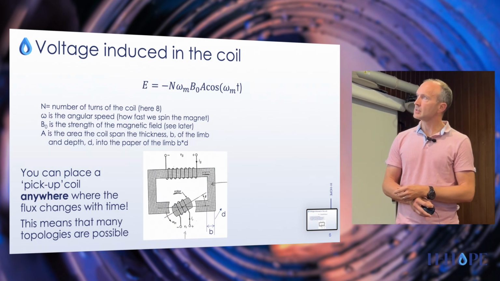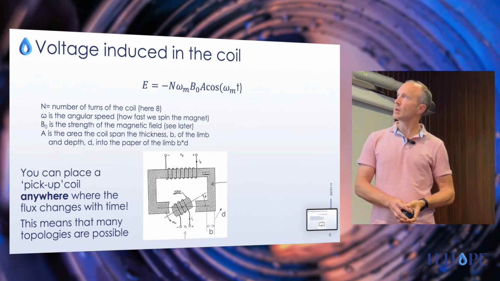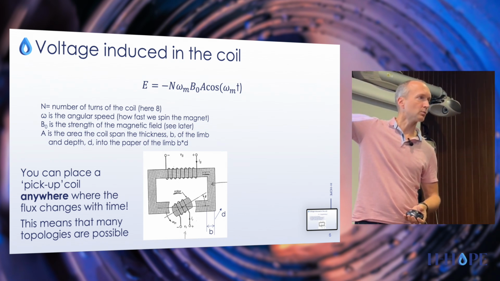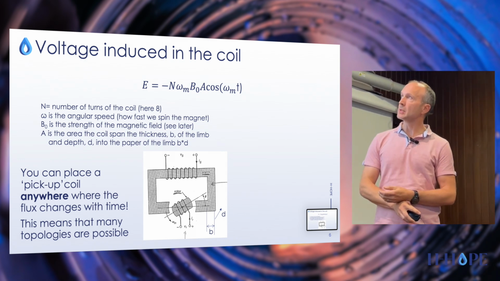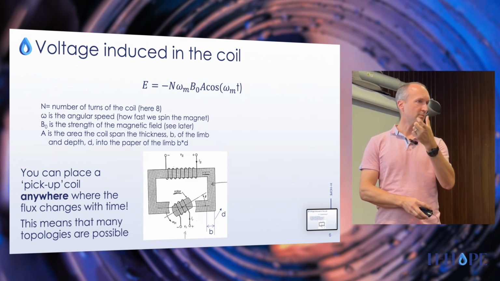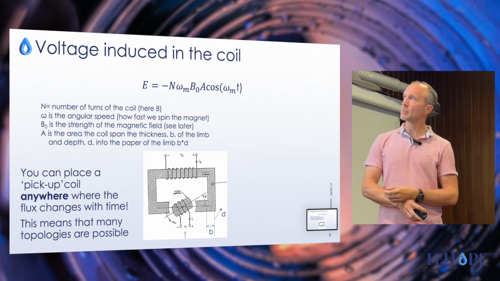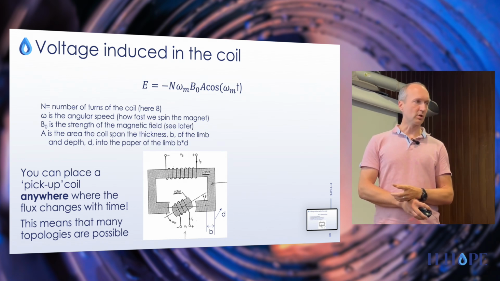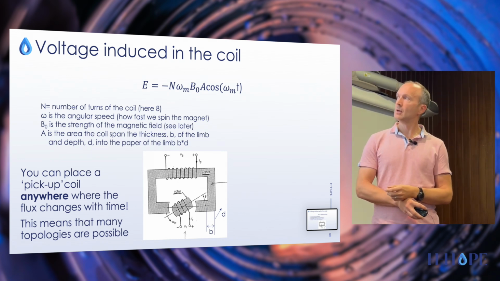If we go back to this generator now and look at what we have here: N is the number of turns, and if I count them there, you can count 1, 2, 3, 4, 5, 6, 7, 8. Omega is the angular speed, that is how fast we spin the magnet, or for a linear generator, how fast the periodic motion is. B0 is the strength of the magnetic field, as seen earlier. A is the area of the coil span, how much flux we get through this coil.